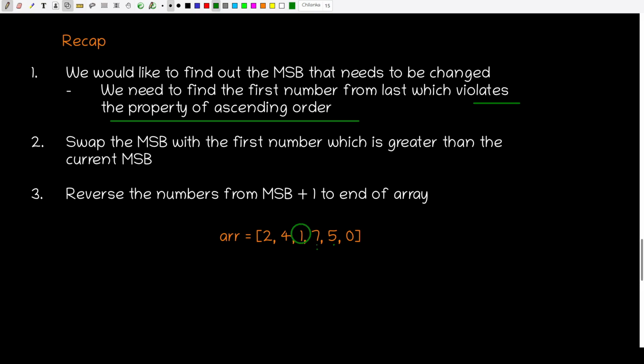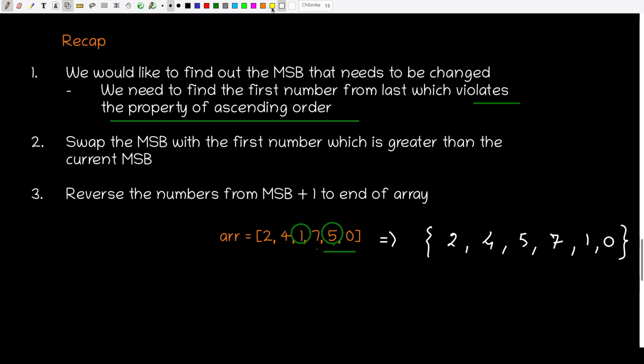Now 1 has to be changed with which number? Within these numbers, we have to find the first number which is greater than the MSB. The first number which is greater than MSB is 5. So 1 and 5 need to be swapped. After swapping, the array will look something like this: 2, 4, 5, 7, 1 and 0.